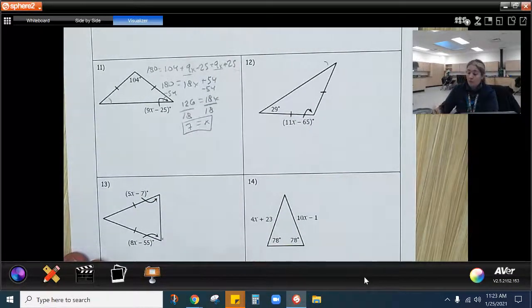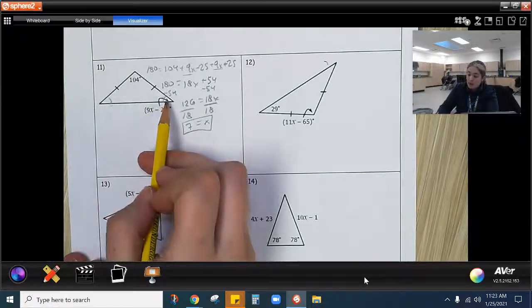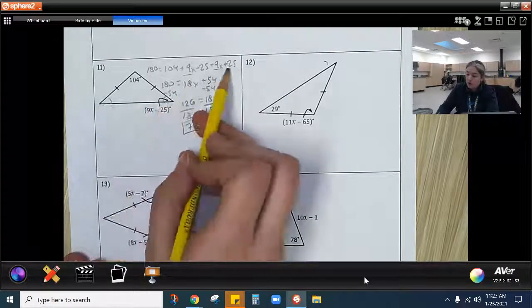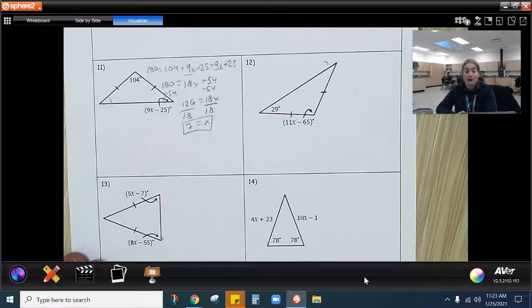All right. So mark what you know, and then because you know that this is congruent, you end up writing it twice. I just wanted to point that out.